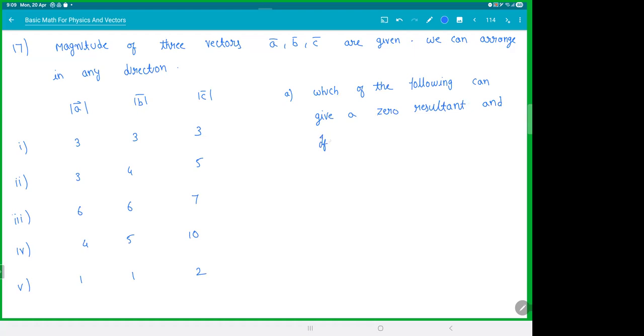If it is not zero, then fine, you need not find the angles. But if the resultant is zero, then at what angle should you keep them? Again, you can't keep whatever angles you want. There's a specific set of angles for which they'll be zero. If the resultant is zero, find the angles between them. The second part of the question: what is the maximum and the minimum magnitude of the resultant? So if you can put these three vectors however you want, what is the maximum and the minimum possible value of the resultant?